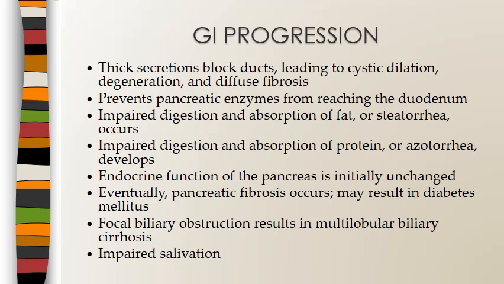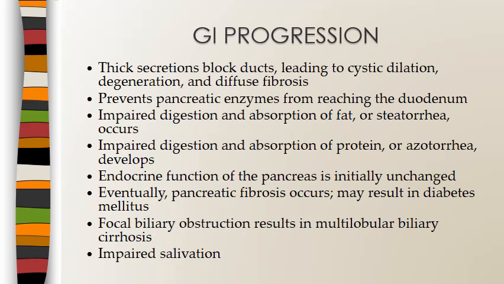From a gastrointestinal standpoint, the GI progression is that we see thick secretions that block the ducts, which leads to cystic dilatation, degeneration, and diffuse fibrosis. There is prevention of the pancreatic enzymes from reaching the duodenum, and it causes impaired digestion and absorption of fats, or steatorrhea, your fatty stools. You also have impaired absorption and digestion of proteins.